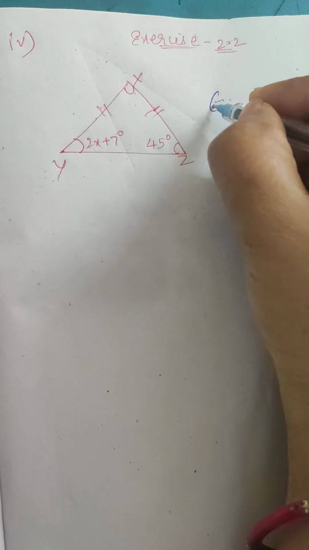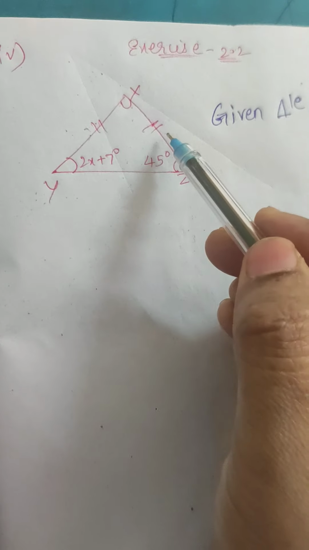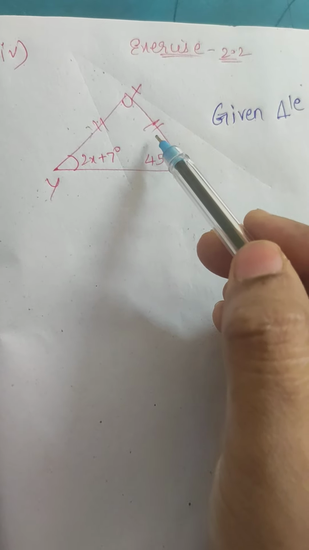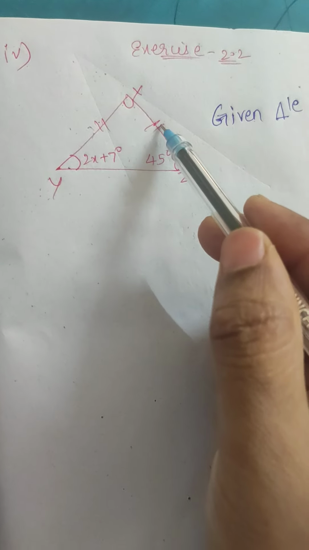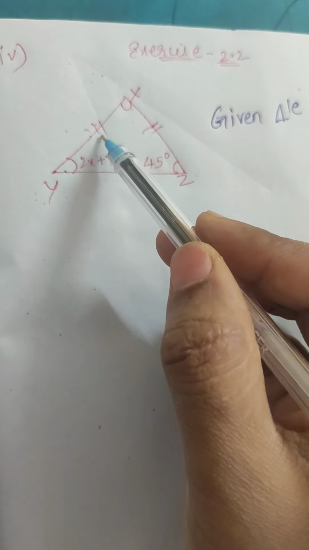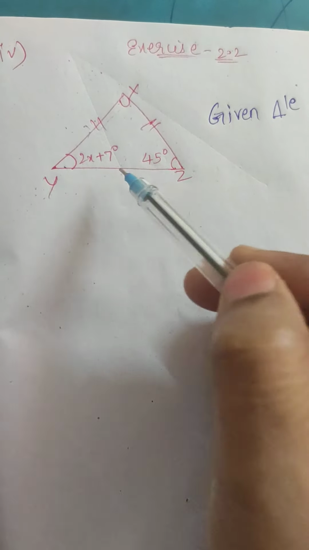Here we can see a triangle XYZ. In this triangle, if we observe, these two sides are equal. If you remember the concept that in triangles with equal sides, the angles opposite to the equal sides are equal. Here, opposite to this side is angle Y, this angle 2x plus 7, and the opposite angle to this side is 45 degrees. These two angles will be equal.